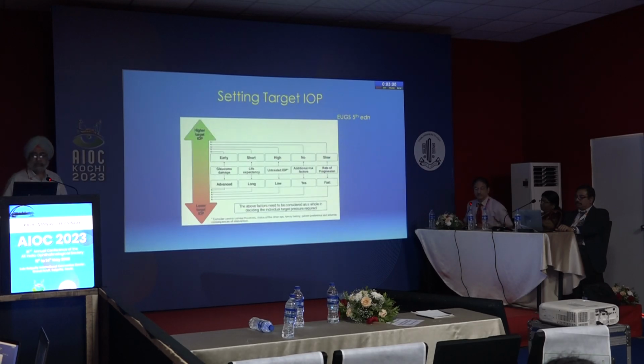So how to set the target IOP? We need to see these four or five things: the amount of glaucomatous damage, life expectancy, untreated intraocular pressure, that means the baseline pressure, additional risk factors, and rate of progression. You can go through the details in the European glaucoma guidelines.